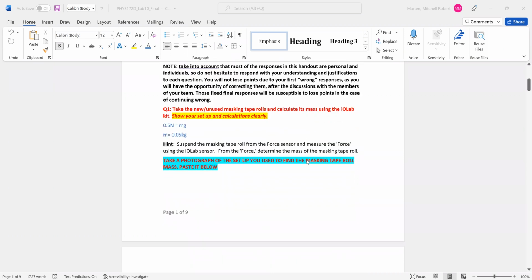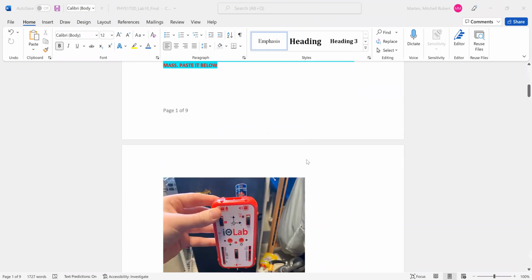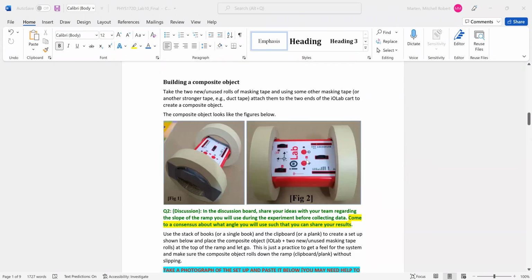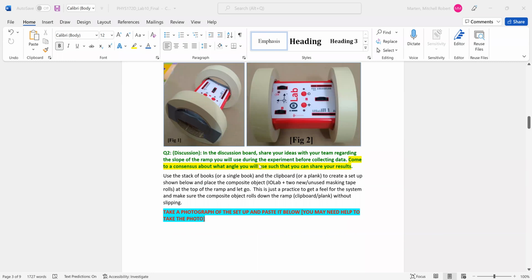So I guess I'll just go to the first discussion question. It says in the discussion board, share your ideas with your team regarding the slope of the ramp you will use before collecting data. Come to a consensus about what angle you will use. Well, I guess it's like a regular ramp, right? Like a 90-degree angle. It was a perfect 45, 45, 90, right?